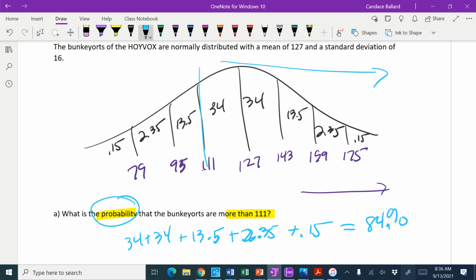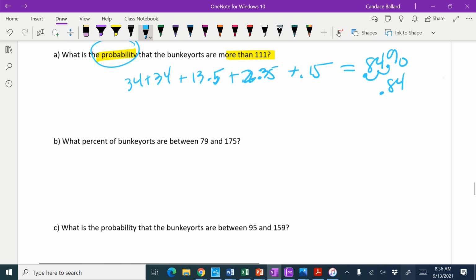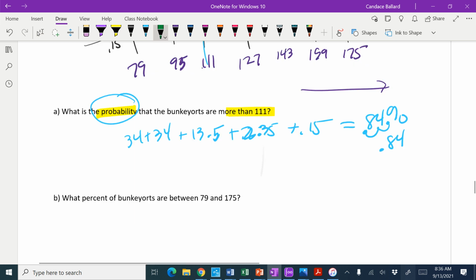Probability. So I need to take that decimal point, slide it twice. My answer is 0.84. Everybody okay with that? Okay. Let's look at the next one. Okay, what percent of Bunky-Yorts are between 79 and 175?